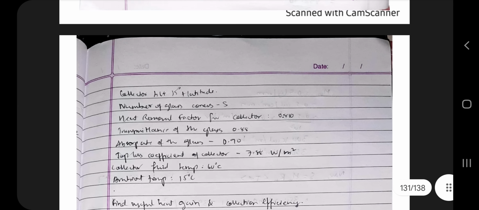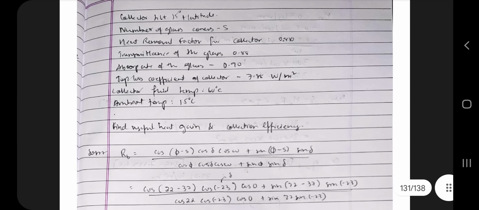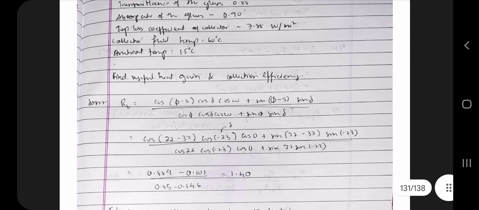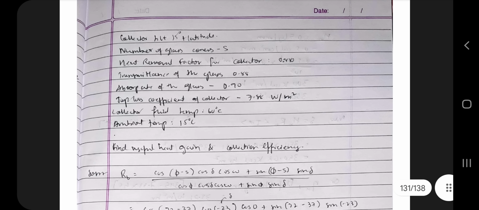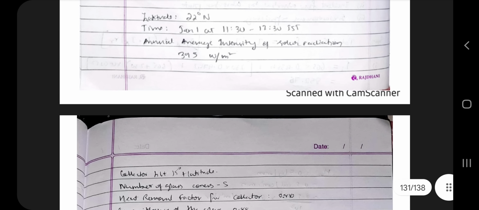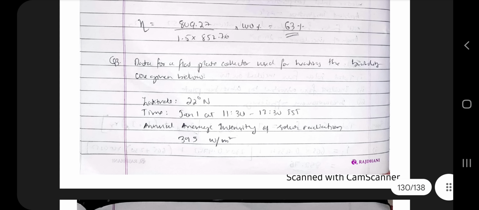Just the angles are also given to us, easily you can do it. What are the angles mentioned here? Like for example, it's written 22 minus 37. How did you get 37? 37 is what? The angle with the tilted value, right? Angle with the tilted value is 37 degree.